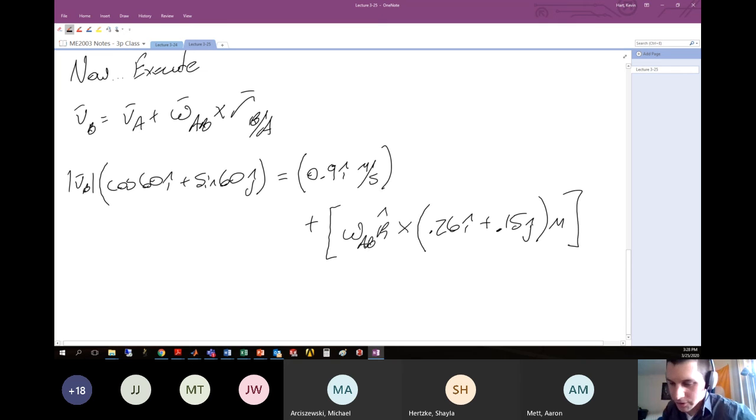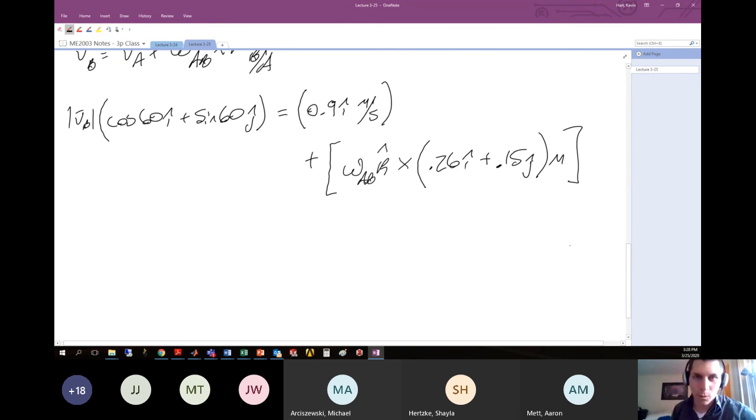This is the general setup for my problem. Notice that this equation, which is actually two equations, one in i and one in j, has two unknowns: the magnitude of the velocity of B and the angular velocity magnitude, omega AB.